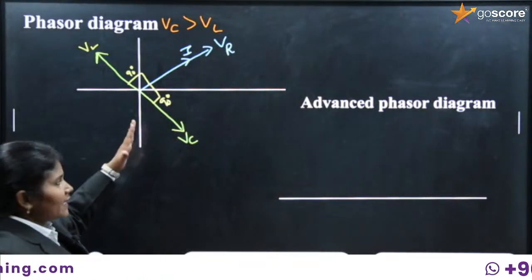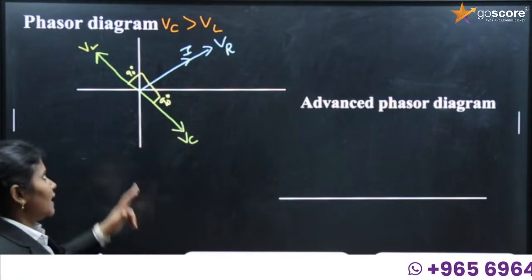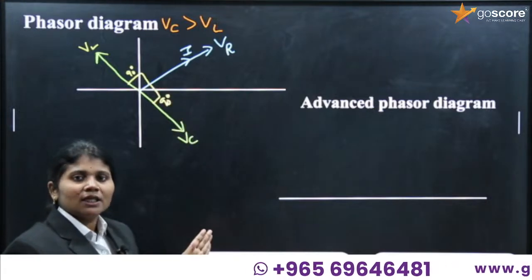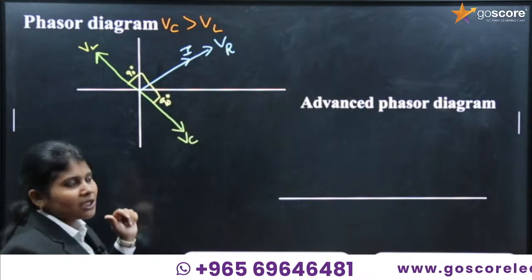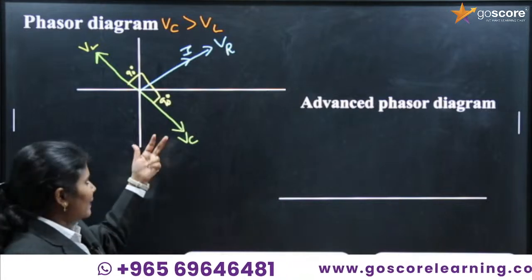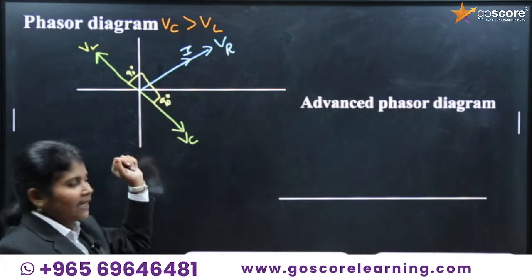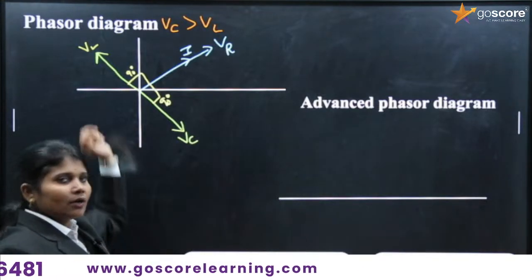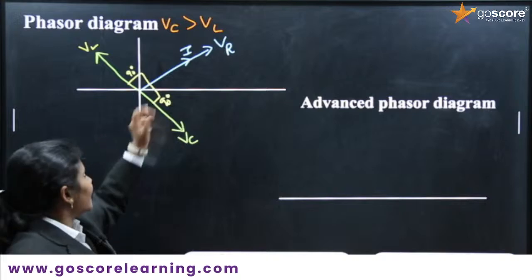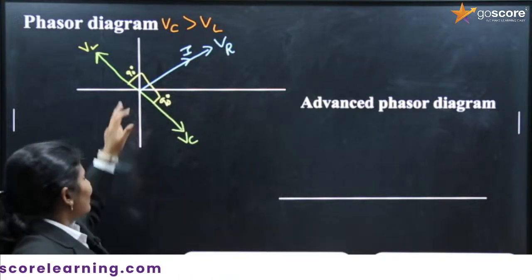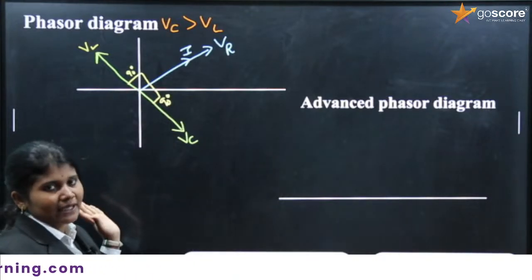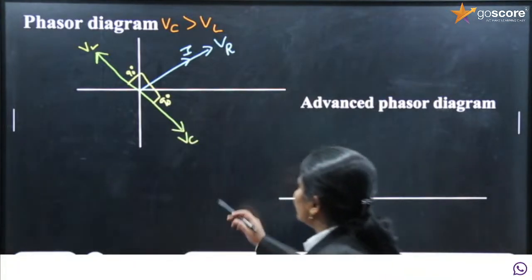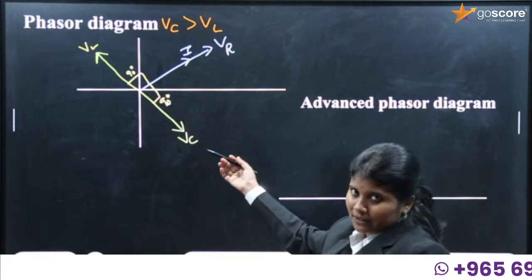This is the phasor diagram for the LCR circuit. For a resistor, voltage and current both are in phase. For a capacitor, current is leading, capacitor voltage is lagging. In an inductor, inductor voltage is leading, current is lagging by the pi by 2 angle. I am considering this as the phasor diagram for the LCR circuit.